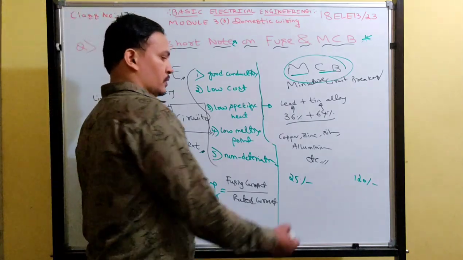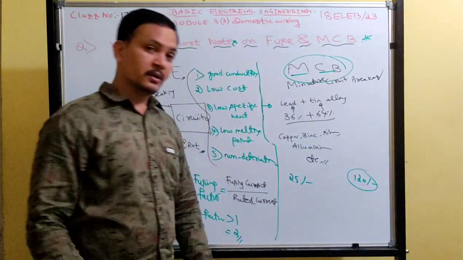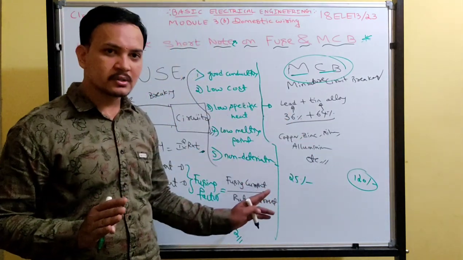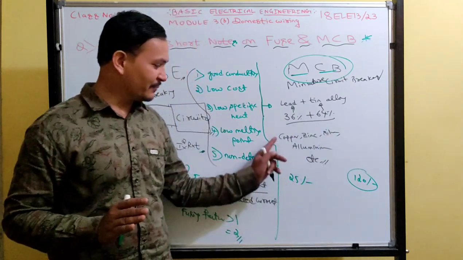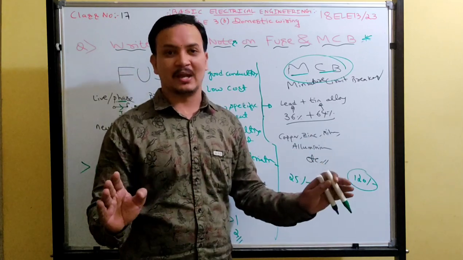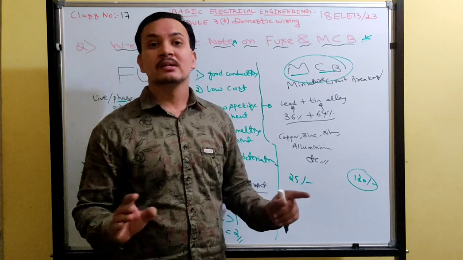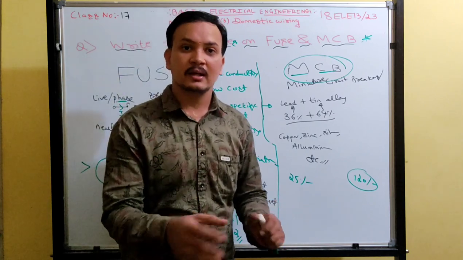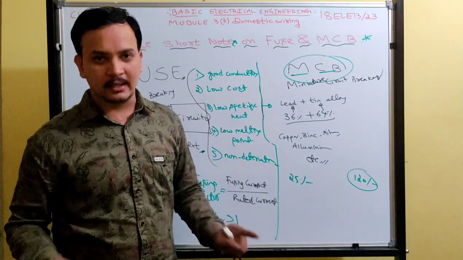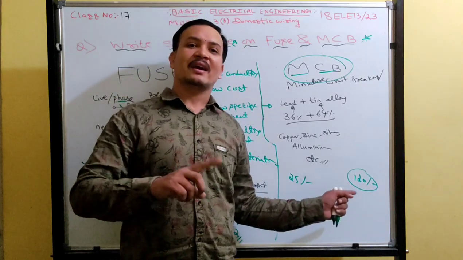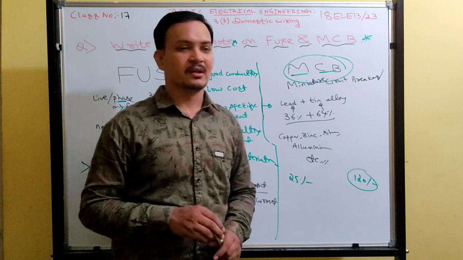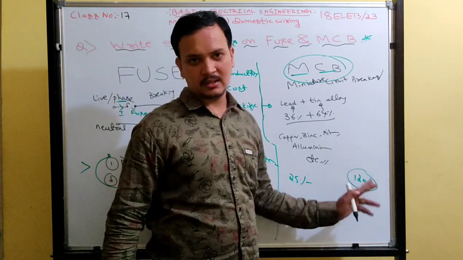So next, coming to MCB. It is a clean and neat device. Whatever the drawbacks in the fuse are overcome in the MCB. When excess current flows, meaning when a fault occurs, it disconnects the supply. After the fault is completely cleared, the MCB will connect the circuit again. It means the MCB will get switched on automatically. So this mechanism is the merit of the MCB.